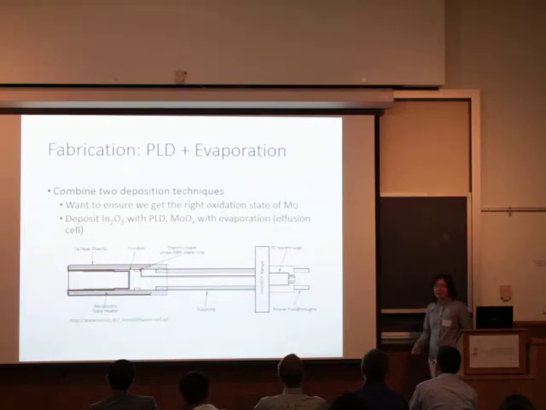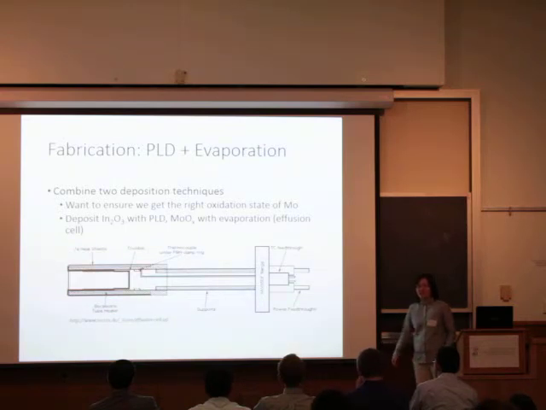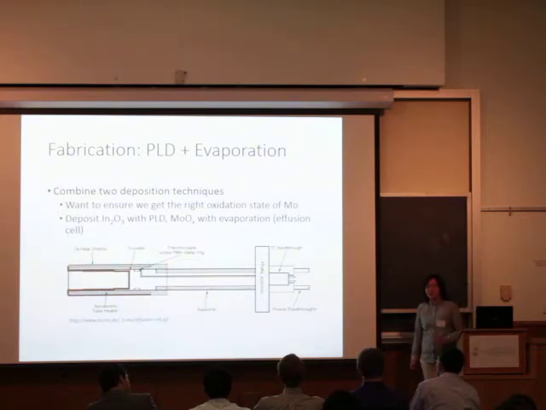So the solution was to try again using a new deposition method. This one was actually a combination of two deposition methods, PLD and evaporation. I have a schematic of the diffusion cell that is used in evaporation. Evaporation is a simple technique in which you take a material and heat it up to extremely high temperatures until it evaporates and then deposits onto your substrate. We were hoping that by using this technique instead of pure PLD, we would be able to more closely control the chemical state of the molybdenum oxide in our film.